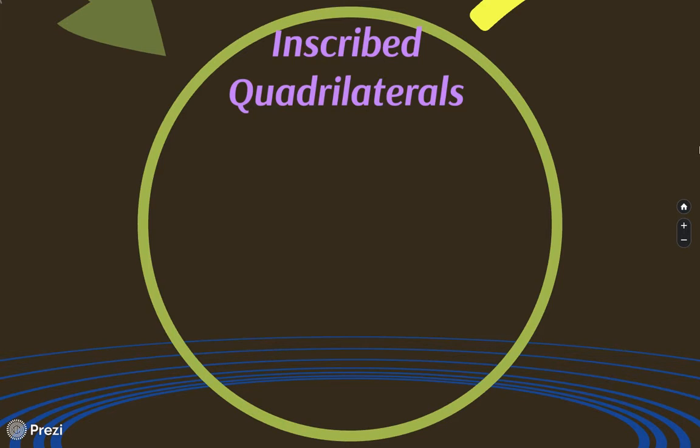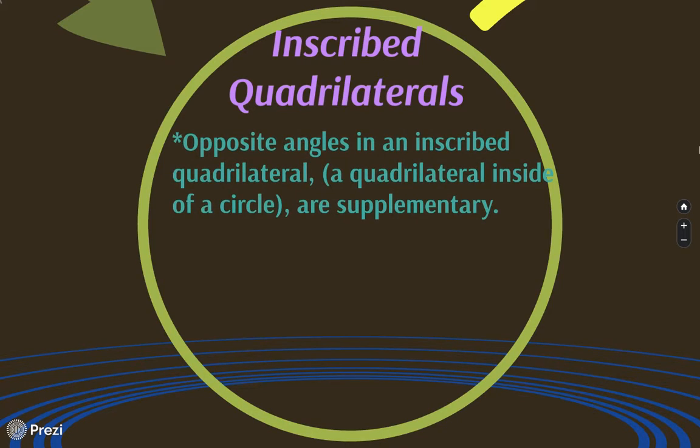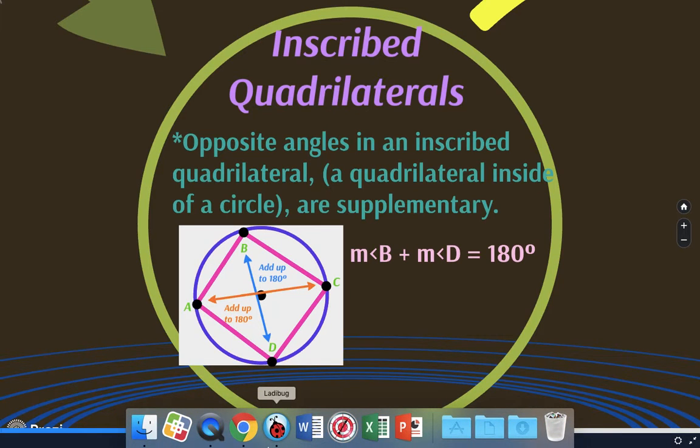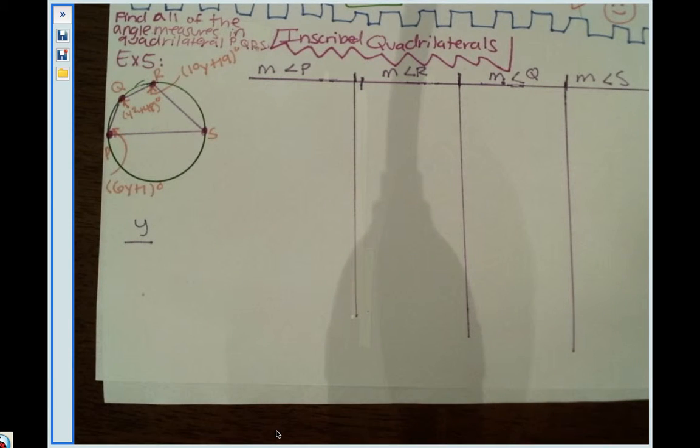If you remember from the Prezi, opposite angles in an inscribed quadrilateral, which is a quadrilateral inside the circle, are going to be supplementary. What does it mean to be supplementary? It means that they add up to be 180. So in a quadrilateral inside of a circle, opposite angles add up to be 180. Angle B and D add up to be 180, as well as angle A and C in this picture. We're going to be using this nifty theorem to help us solve for all the angles in this lovely quadrilateral right here.